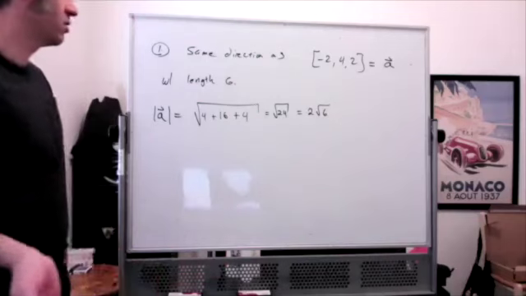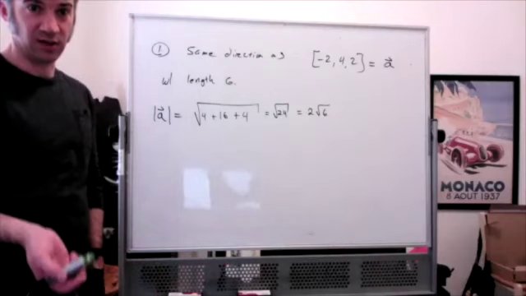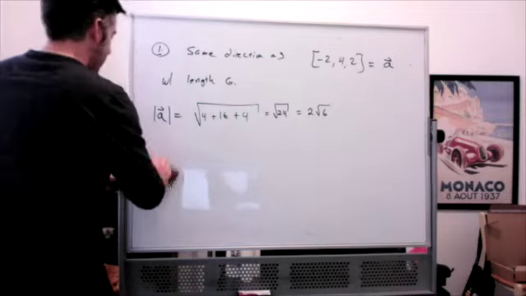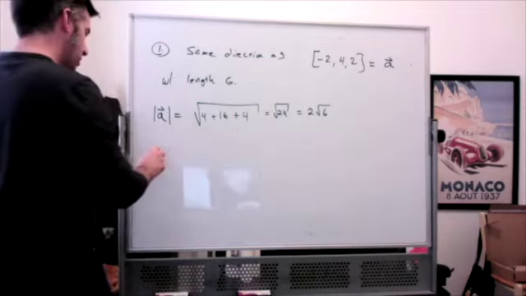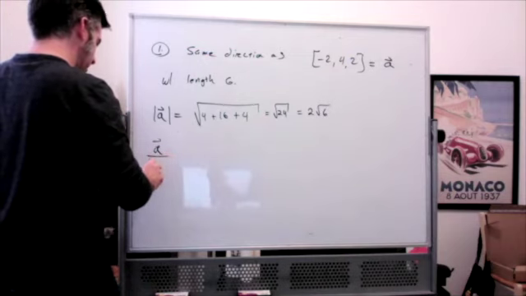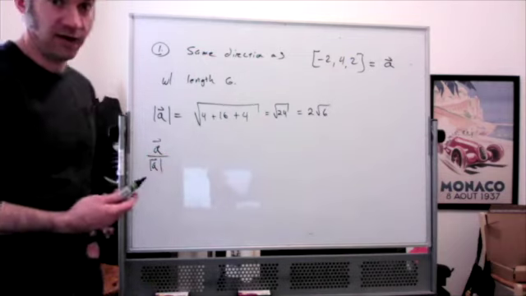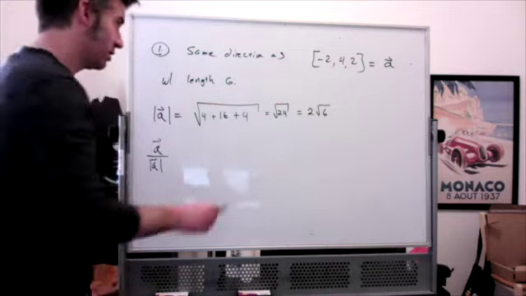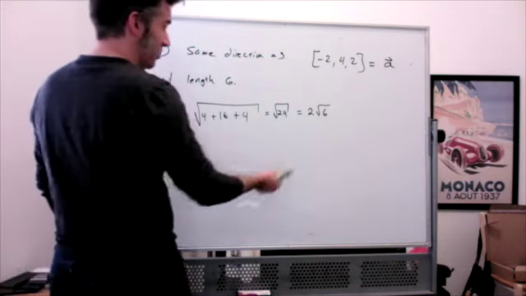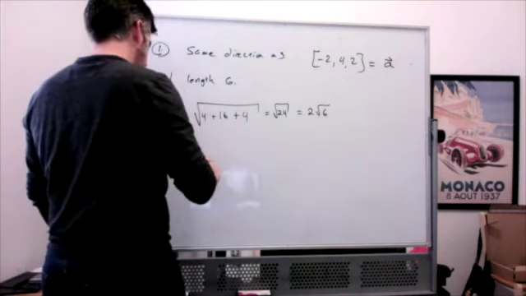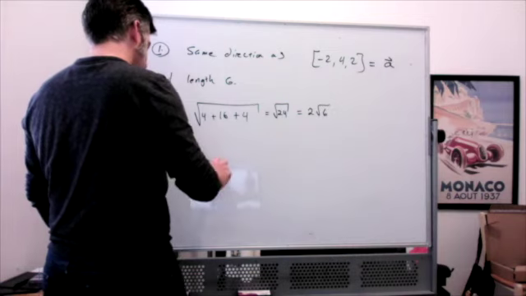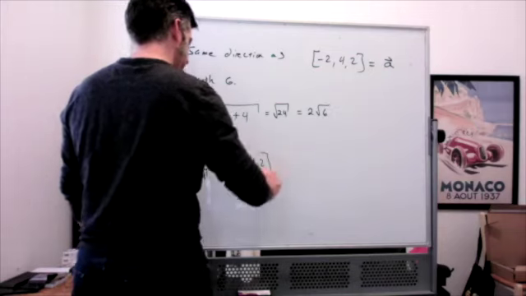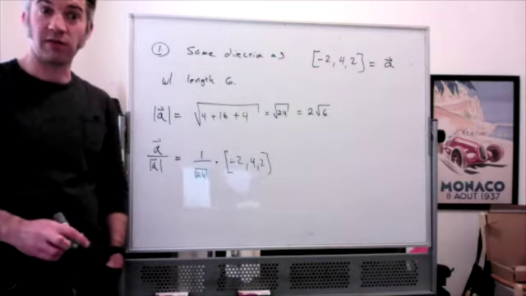Okay, so I think the easiest way to do this question is the following. First, I'm just going to take this vector and divide it by its magnitude. So A divided by the magnitude of A, that's a vector in the same direction as A with a length of 1, right? It's a unit vector. So I would probably do it like this. I would just say 1/√24 times -2, 4, 2. So there's a vector in the same direction of length 1.